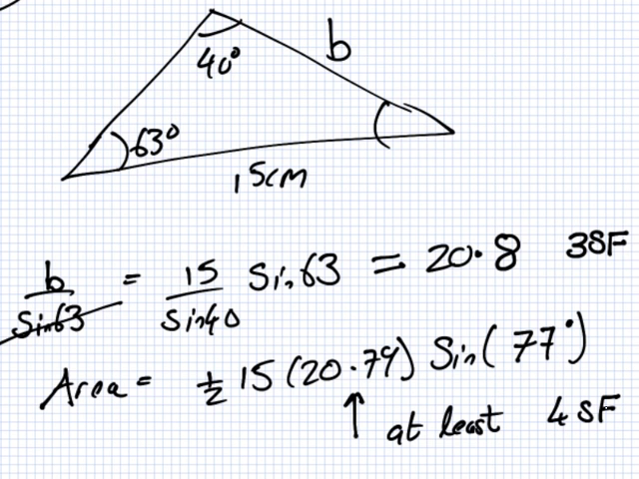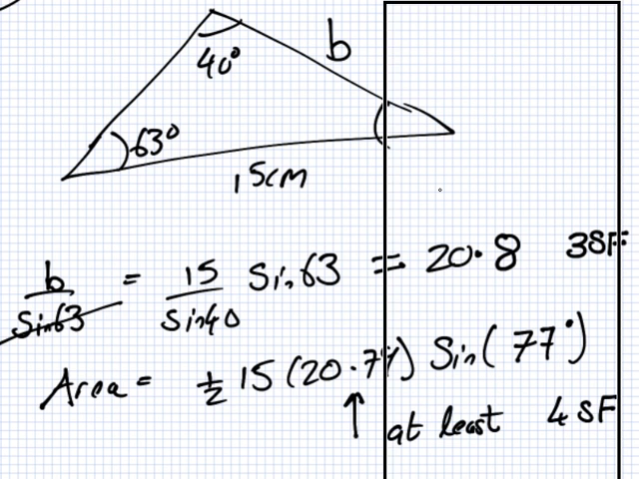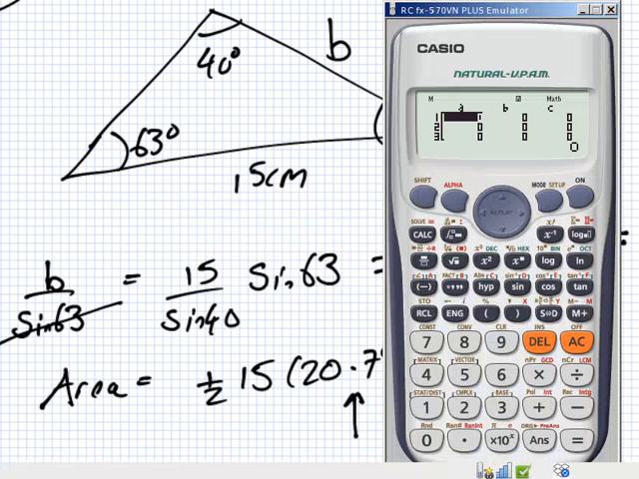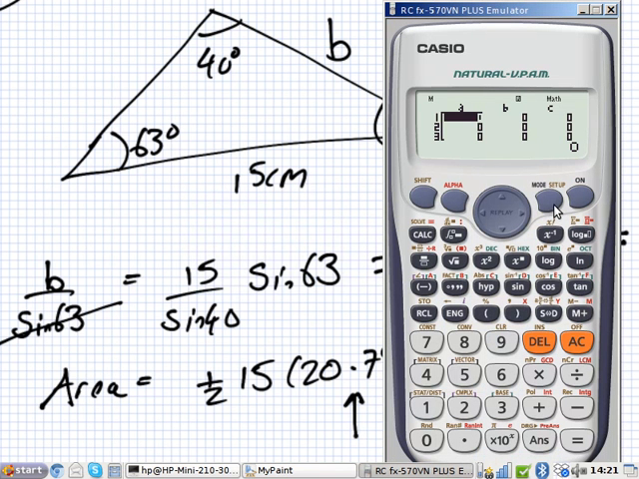If I was doing this question though, I would still have the original number on my calculator. Because if you think about the order, for example here, this was 15 times sine 63 over sine 40, and of course I need to be in degree mode.